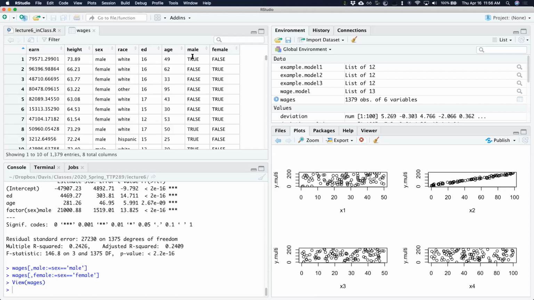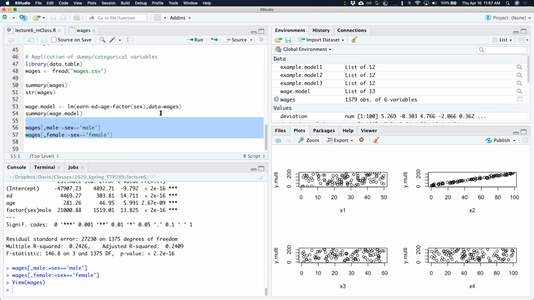Right. So you have true for male, or 1 for male, and 0 in the female column when the sex is male, and true when the sex is female. When I interpret this, what you end up seeing is something like this.